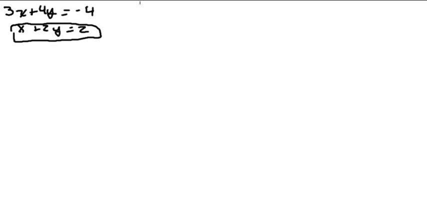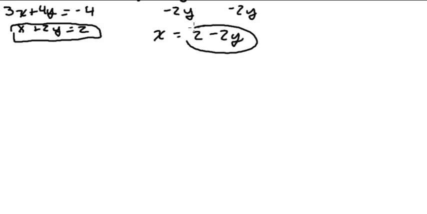So I'll take this equation, x plus 2y equals 2, and I solve for x. I get x by itself. So I subtract 2y from both sides, and I get x equals 2 minus 2y. Now I've solved for one variable, and I take what I got and plug that into the other equation for that variable. I solved for x, so I'm going to substitute in what I found for x.